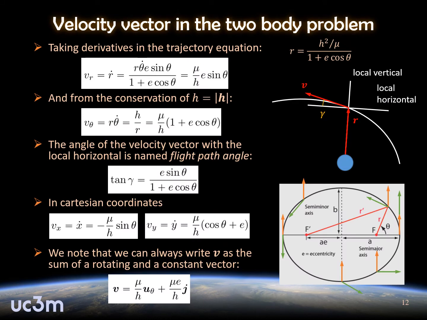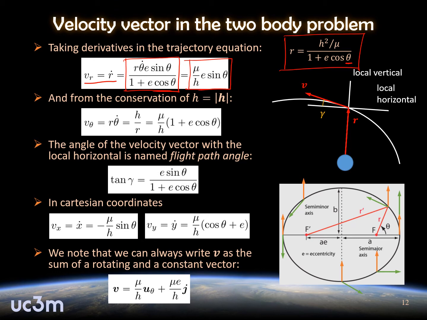To complete the discussion of the velocity in the two-body problem, we are going to look at the components of the velocity vector. So in order to get them, one thing that we can do is to work with the expression of the trajectory equation. So if we take derivatives in time in this expression, we know that theta is a function of time, we can get what is known as the radial velocity or the radial rate. So after some algebra, we can write this derivative as you can see over here. And moreover, this can be simplified a little bit more in order to get the expression that you can see here on the right.